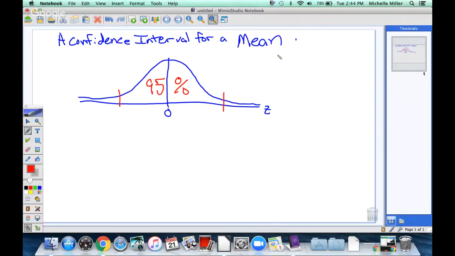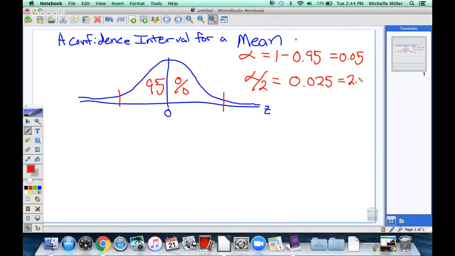If I take 1 minus 95%, that gives me 5%. That's the value we call alpha. That's what the tails get to share in this case. So I need to know what alpha over 2 is. That would be 0.025 or 2.5%. So that's what goes in each tail. So this area or probability out on that left side is 2.5%. And this right side is 2.5%.